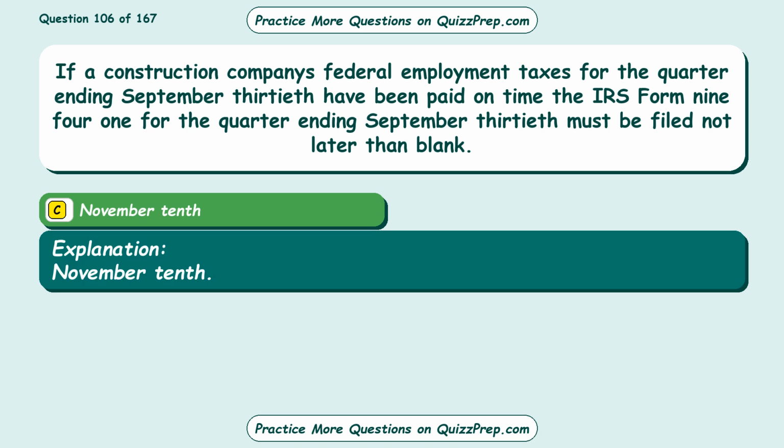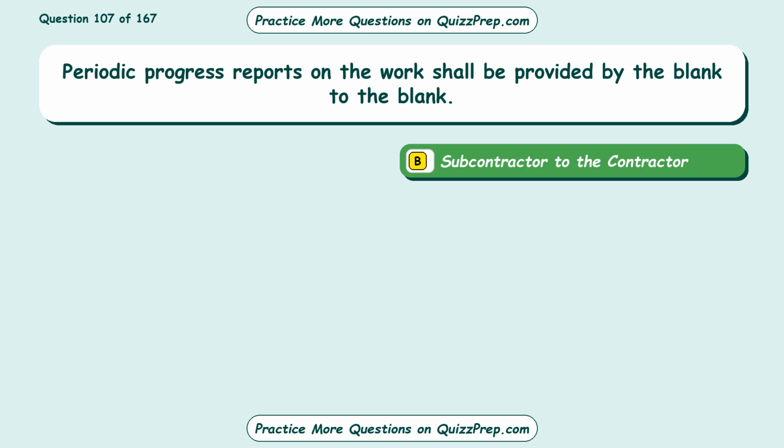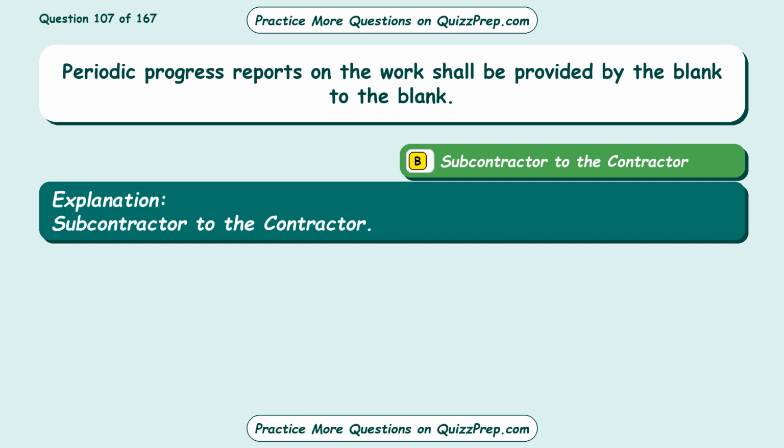Question 107. Periodic progress reports on the work shall be provided by the blank to the blank. Option A, owner to the architect. Option B, subcontractor to the contractor. Option C, contractor to the surety. Option D, architect to the subcontractor. The correct answer is option B, subcontractor to the contractor.